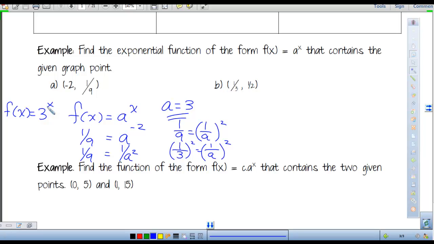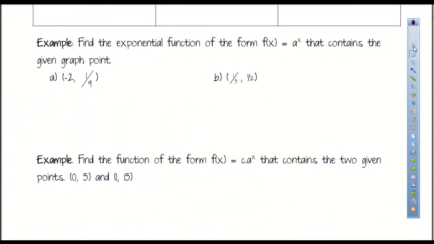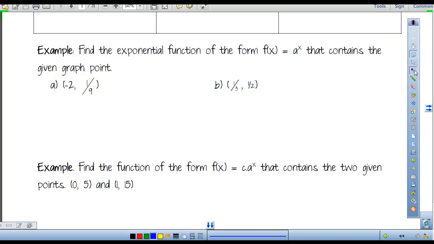Okay, we've got the point 1/3, 1/2. So we're going to say 1/2 equals a to the 1/3 power. All right, with this one, we'll do something slightly different. I want to get rid of the 1/3 power. So what could I do to make that happen?